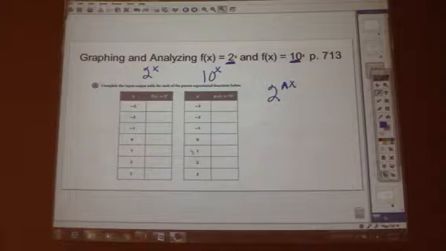On the first table I have -3, which will give me 0.125. -2 is 0.25. -1 is 0.5. 0 is 1. 1 is 2. 2 is 4. And 3 is 8. Let's go ahead and graph that one.